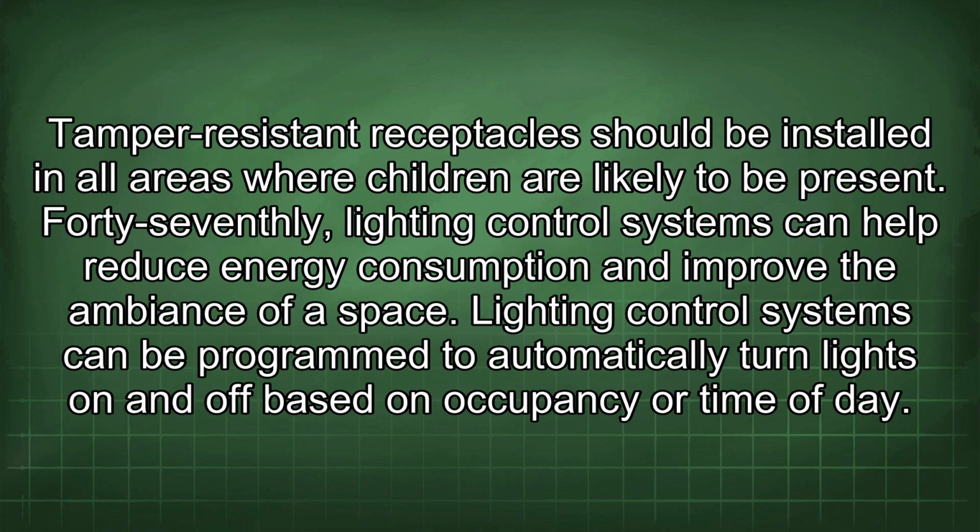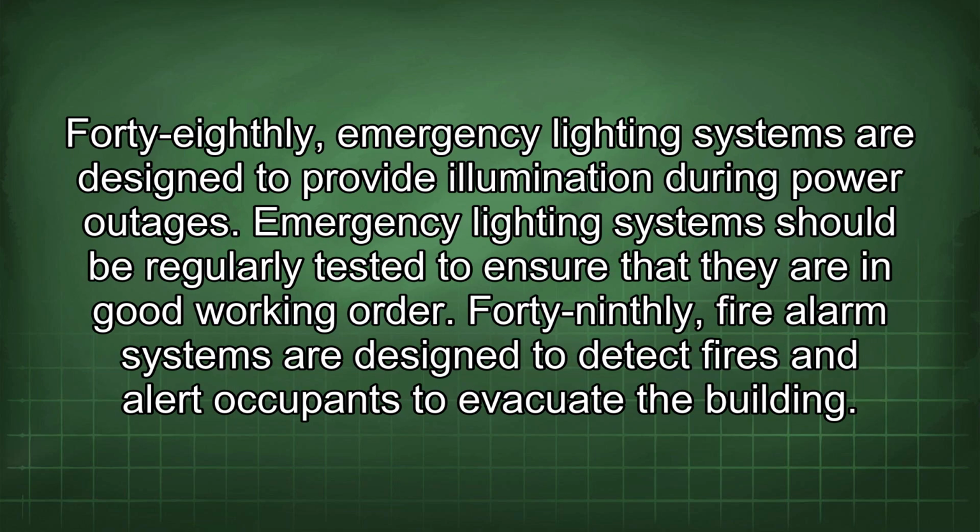47th, lighting control systems can help reduce energy consumption and improve the ambience of a space. Lighting control systems can be programmed to automatically turn lights on and off based on occupancy or time of day. 48th, emergency lighting systems are designed to provide illumination during power outages. Emergency lighting systems should be regularly tested to ensure that they are in good working order.